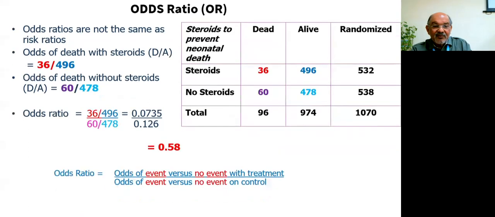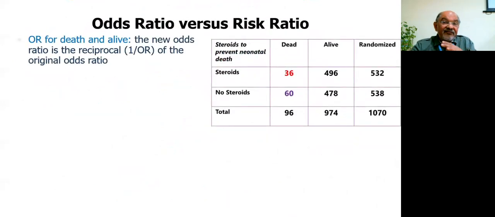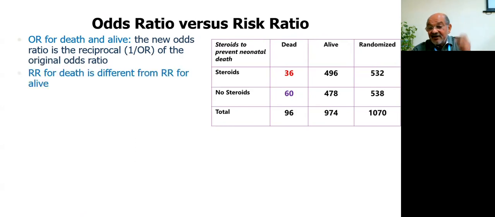Slight difference. Now the point is, the odds are favored by mathematicians and statisticians because it is a very robust number, because whether you are dead or alive, it is reciprocal. Look at the odds of dying. It is 36 by 496. The odds of being alive is 496 by 36. You're just switching it around, right? Whereas risk is different. Risk of death is 36 by 532. Risk of being alive is 496 by 532. Totally different. So you cannot take a risk ratio for being alive and interchange it and say that's the death. It's a new calculation altogether.